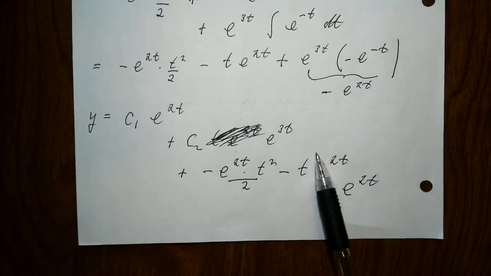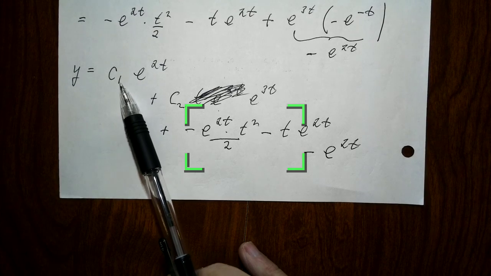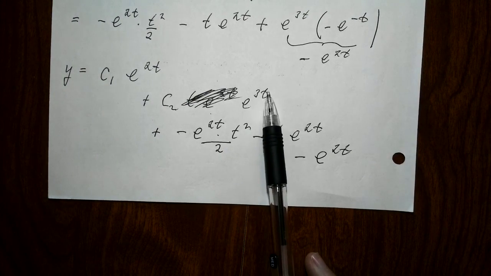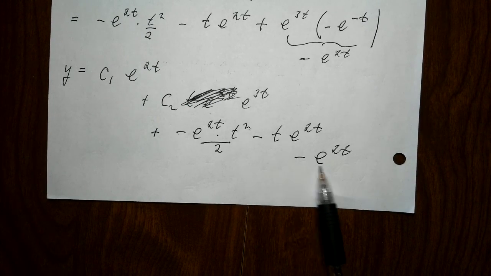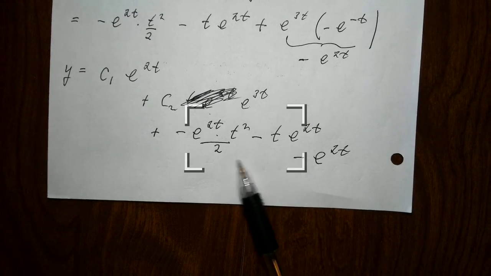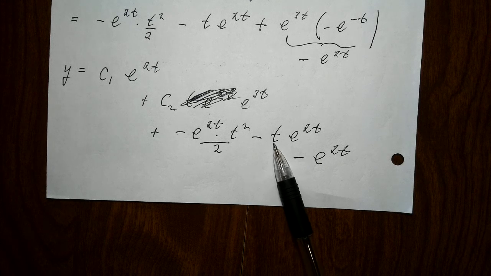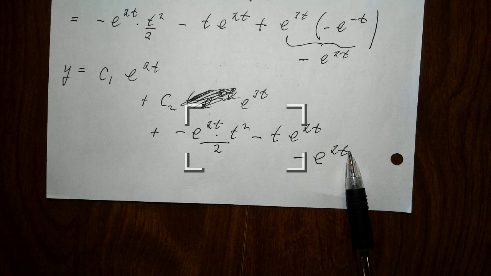So let's write down our final solution. We've got the solution to the homogeneous, c1 e to the 2t plus c2 e to the 3t, that's the solution to the homogeneous, plus the solution to the non-homogeneous that we discovered using variation of parameters, minus e to the 2t times t squared over 2 minus t e to the 2t minus e to the 2t.